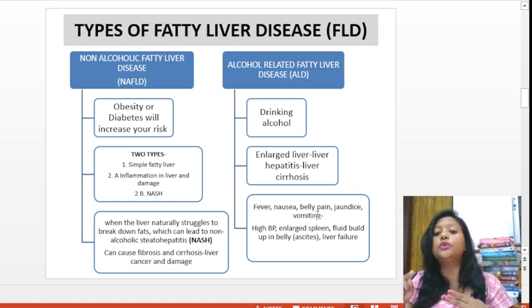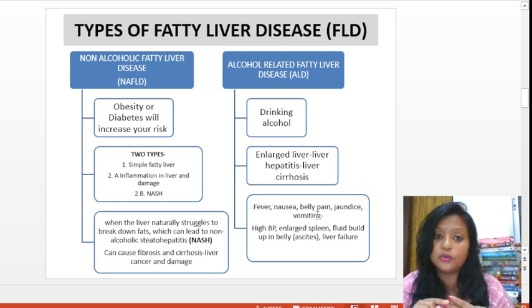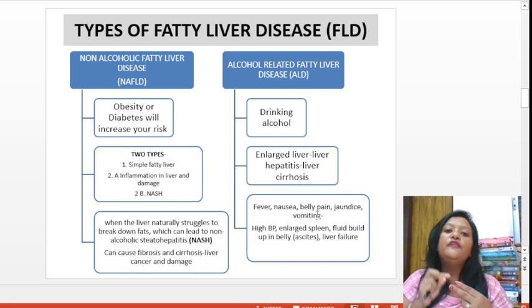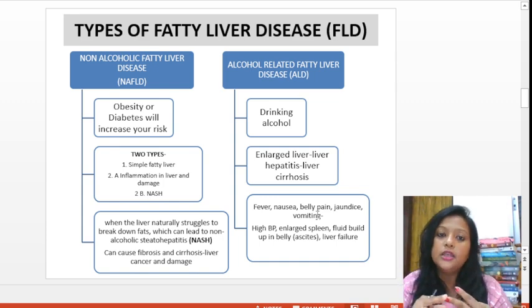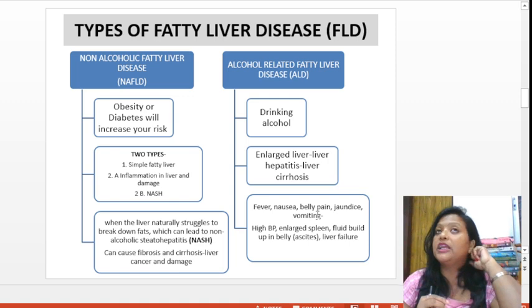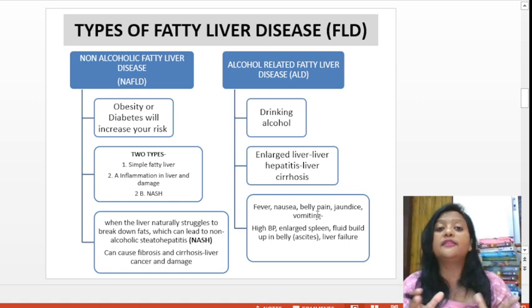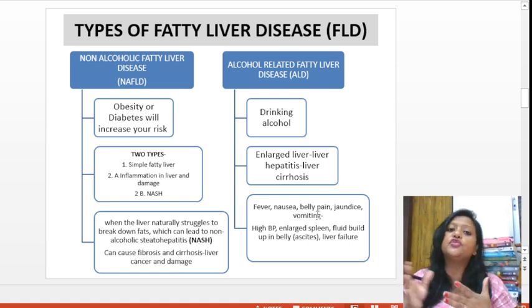Okay. Then it will lead to liver hepatitis. When you have that, you will feel some symptoms, like you might have some fever, nausea, vomiting. Also, there might be some pain in the belly. Also, you might have this yellowing of hands and all, which is also known as jaundice. It will lead to jaundice.